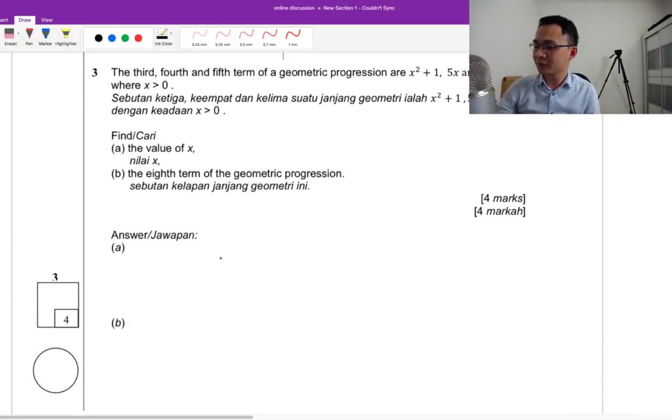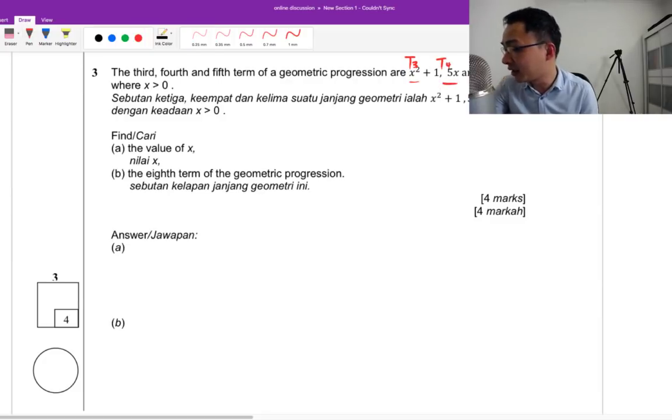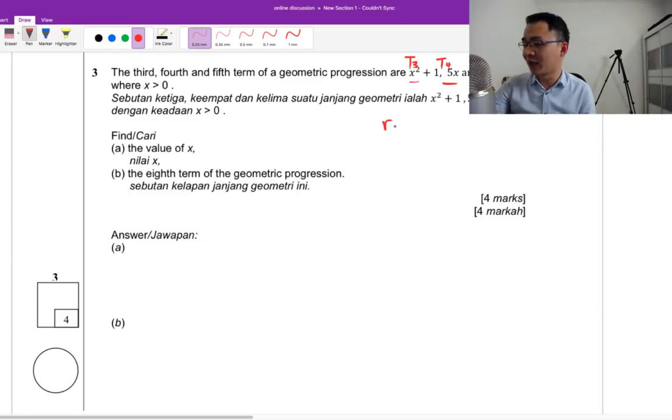Right, so the third, fourth, and fifth terms of the geometric progression are this one. So this one will be T3, T4, and T5. I mean T4 should be 5x only, right? Okay, so find the values of x. Since this is a GP, I know I can use the second term divided by the first term will equal the third term divided by the second term. This is how we find r, right? So I just apply this one to easily get my x.